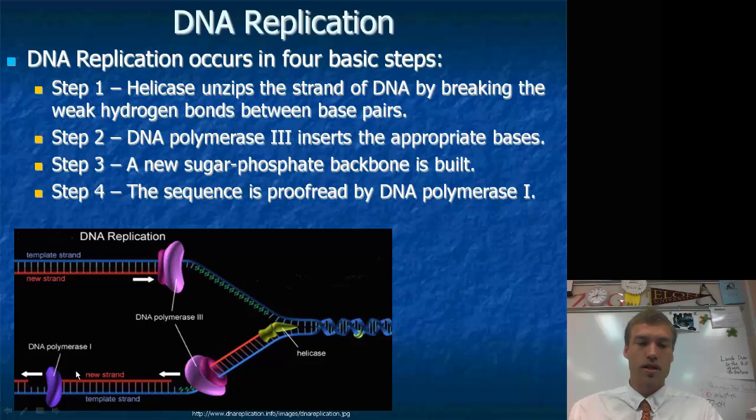DNA polymerase 1 comes in and proofreads. The reason why we proofread is so that we don't get mutations. Mutations can lead to cancer. So DNA polymerase 1 is very important in the job that it does.